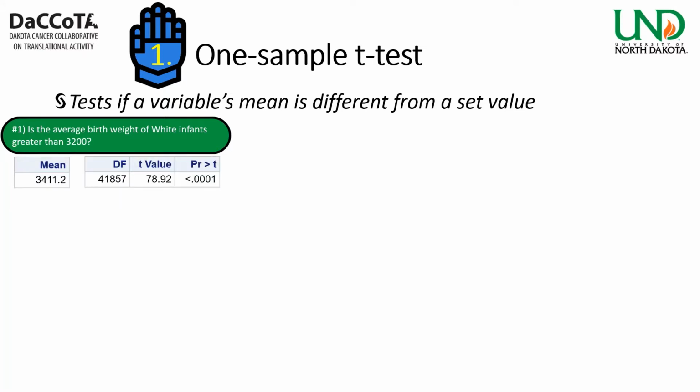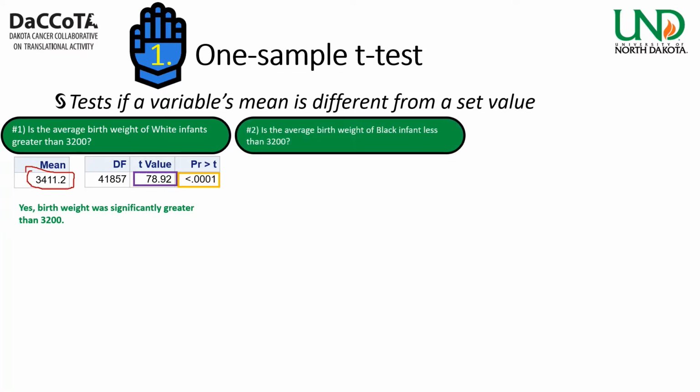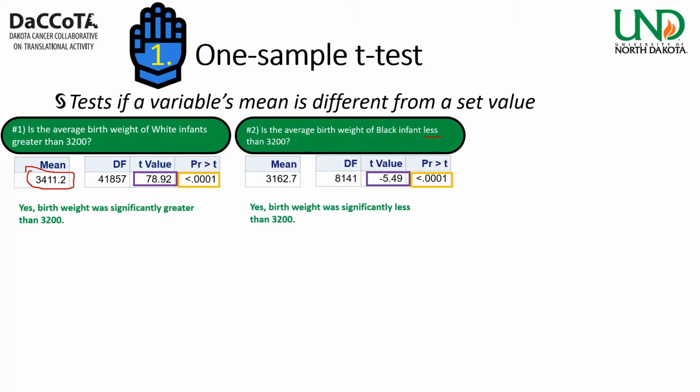We get some condensed results from SAS. Our t-value is our test statistic, and then the p-value tells whether that's significant or not, and this is below 0.05. So yes, birth weight is significantly greater than 3,200. From the mean, we see that it's about 3,400. We asked the same question about black infants, but now we ask whether they're less. And again, that's significant. It was significantly less than 3,200 because it was, in fact, 3,162.